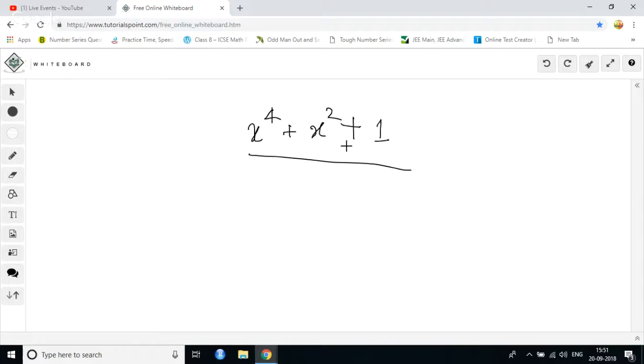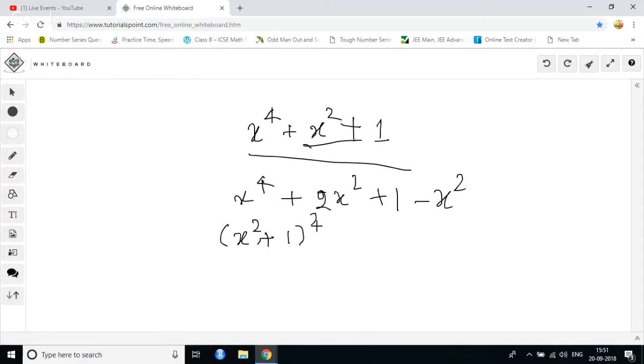Okay, so enough time I have given. Just make it 2x square. How do you make it 2x square? x to the power 4 plus 2x square plus 1, and from here subtract x square. I have added x square, subtracted x square. So this is nothing but x square plus 1 whole square, and this is nothing but minus x square.